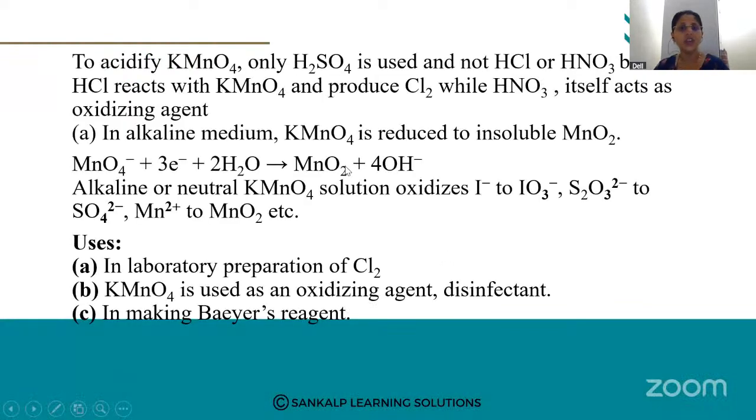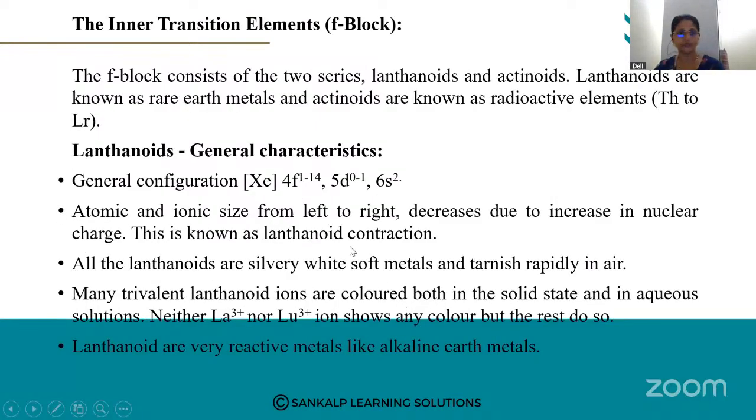So to acidify KMnO4, only H2SO4 is used. HCl or HNO3 is not used. Why? Because HCl reacts with KMnO4 to produce Cl2 gas. But here we want O2. In alkaline medium, I have shown you the reaction. Alkaline or neutral KMnO4 solution oxidizes iodides. What are the applications? In laboratory, it is used for preparation of chlorine. KMnO4 is used as an oxidizing agent, as a disinfectant. It is used in making Bayer's reagent.